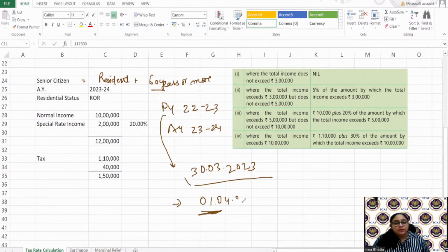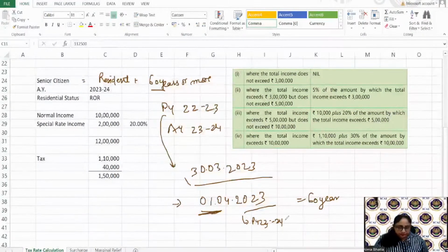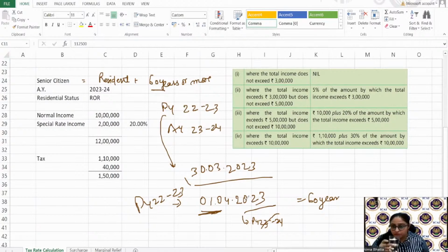So for example, specifically my mother's birthday is on 1st April. If on 1st April 2023 she's turning 60 years of age, you will say कि मैम previous year 23-24 में she's attaining 60 years. But I'll say no, not in the previous year 23-24. Previous year 22-23 के लिए ही she is 60 years. And this is specifically by a clarification which has come in through the circular.